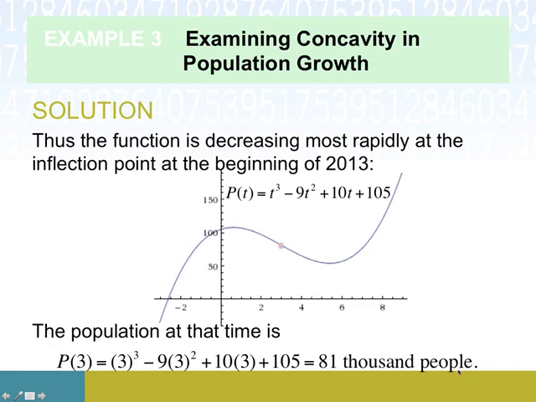So this is one more instance of us trying to do maximum and minimum kind of computations with this, using the critical point of p prime to figure out where it was changing at its fastest rate.